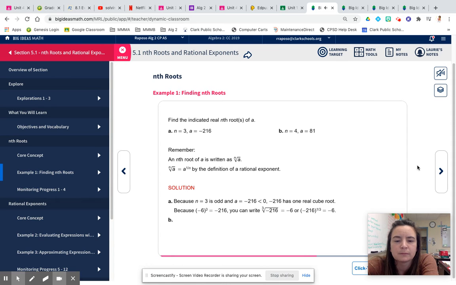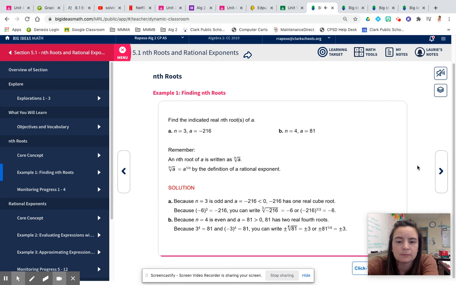Part B. Because n equals 4 is even, and A equals 81 is greater than 0, 81 has two real fourth roots. Because 3 to the fourth power equals 81, and negative 3 to the fourth power equals 81, you can write the positive and negative fourth roots of 81 equals positive and negative 3, or positive and negative 81 to the 1/4 power equals positive and negative 3.